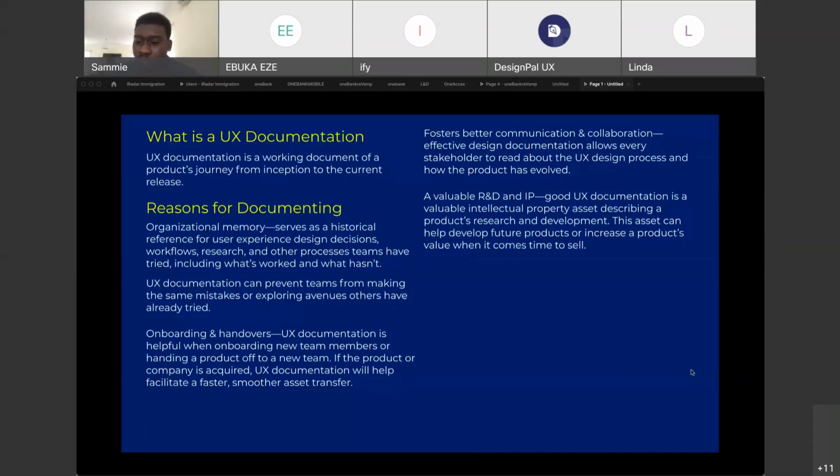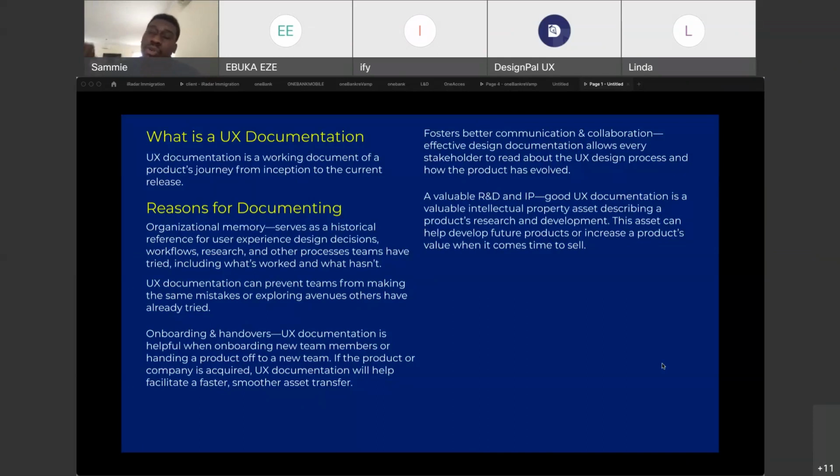You need to be able to document. Then, a valuable idea. Good UX documentation is a valuable intellectual property asset describing a product's research and development, which is one of the reasons I really can't show you an example of how I document things. The second reason is I use an unorthodox style of documenting my own work. I keep some records on Notion, some on ClickUp, some on my iPad notes, depending on how I do it. Most times, I document due to the problem I'm solving at the moment. So that's my own personal documentation.